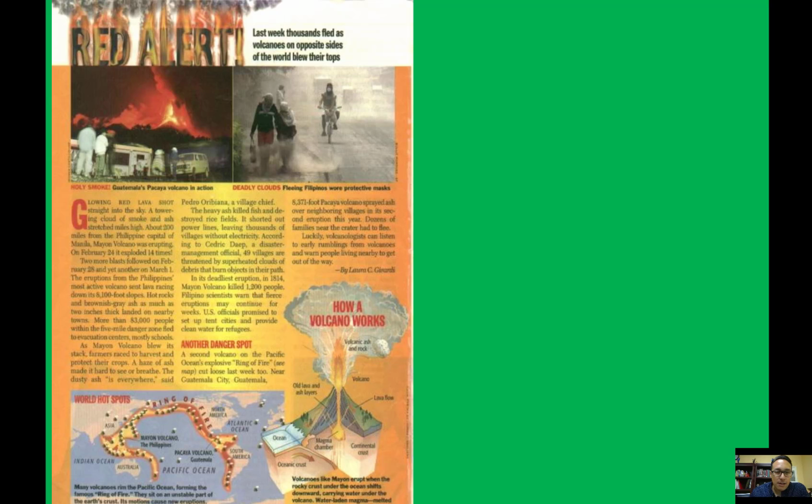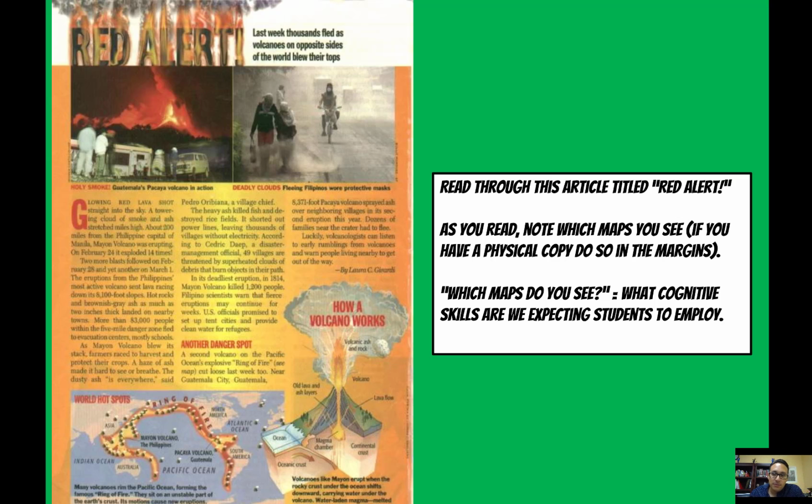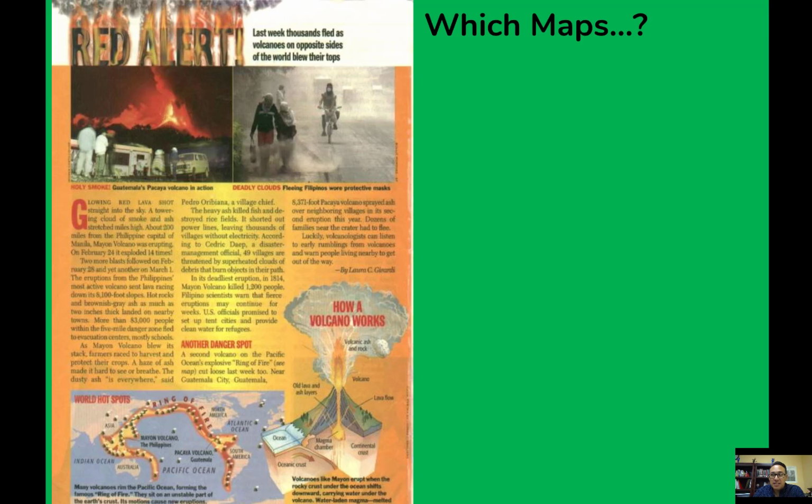Okay, so you're going to take this same concept and apply it to a full text. So you can go ahead and download this, save it, or print it and read through it. As you read through this document, try to identify which maps you see. Okay? So as you do that, go ahead and pause this video and do that.